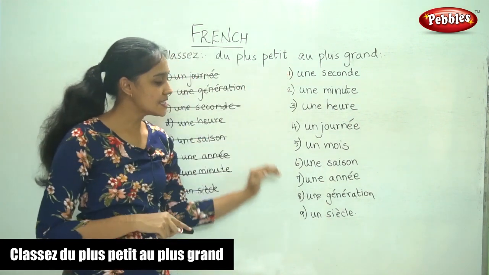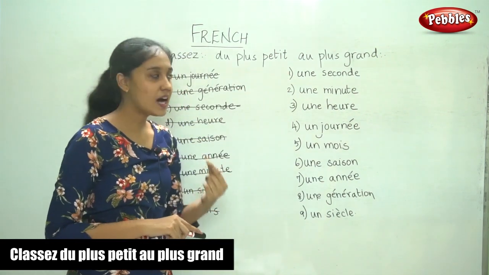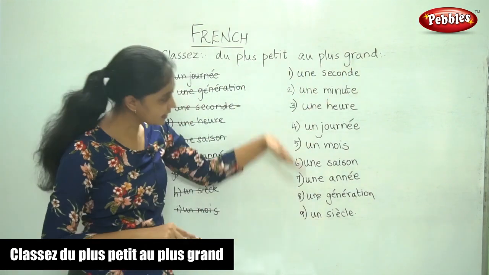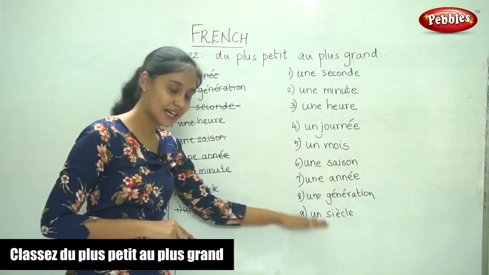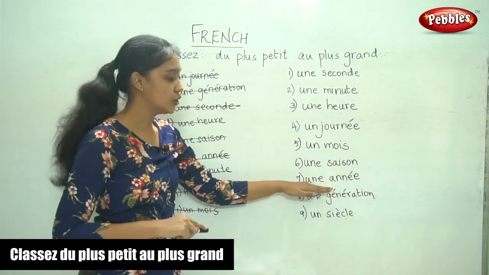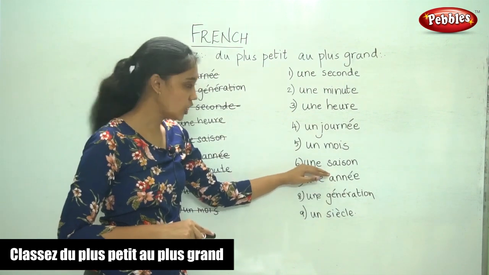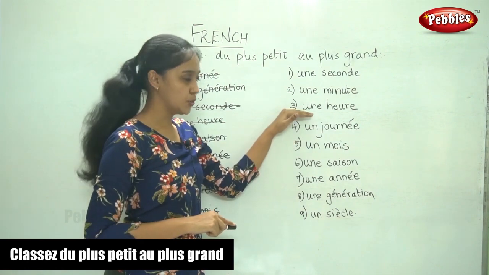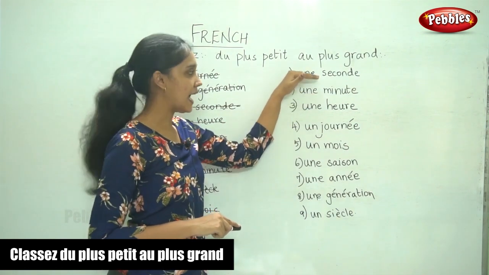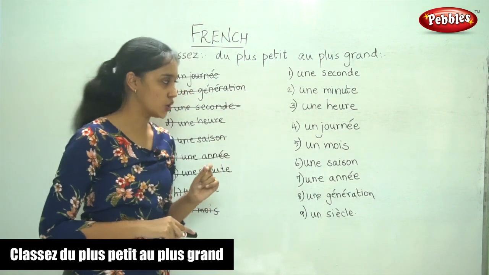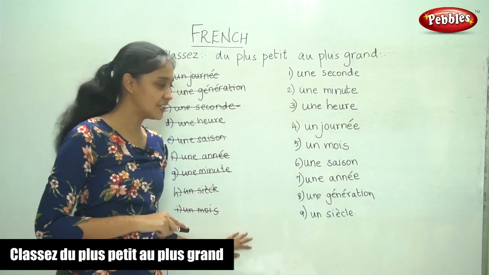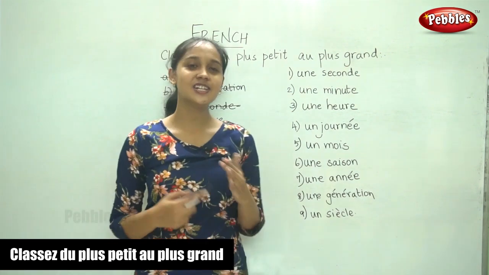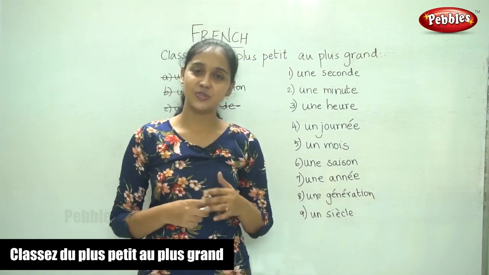So from the smallest to the largest. If you are asked to write it du plus grand or plus petit, you will write it in the opposite. You will first write un siècle, une génération, une année, une saison, un mois, a journée, une heure, une minute, and finally une seconde. So now you know the meaning of these words and you know to write them in order, either from the smallest to the greatest or from the biggest to the smallest.